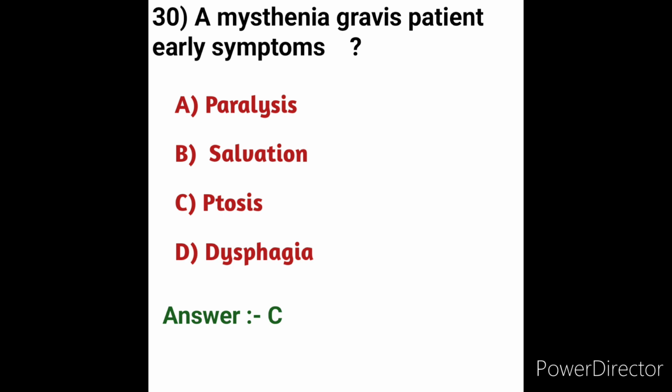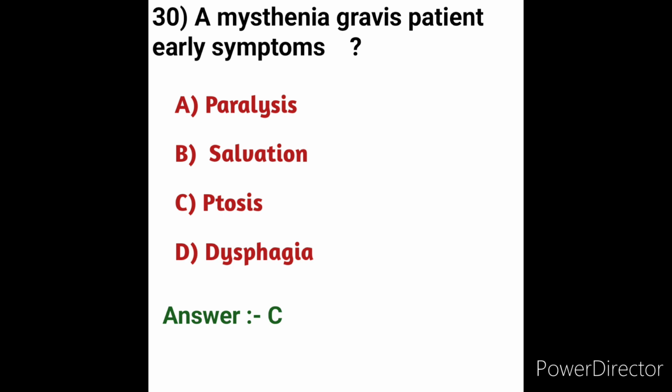We will see the options. Option A paralysis, option B salivation, option C ptosis, option D dysphagia. What is myasthenia gravis? We have to know first. Myasthenia gravis is characterized by weakness and rapid fatigue of any of the muscles in the body, under voluntary movement. So now we know what myasthenia gravis is. What are the early symptoms of myasthenia gravis?